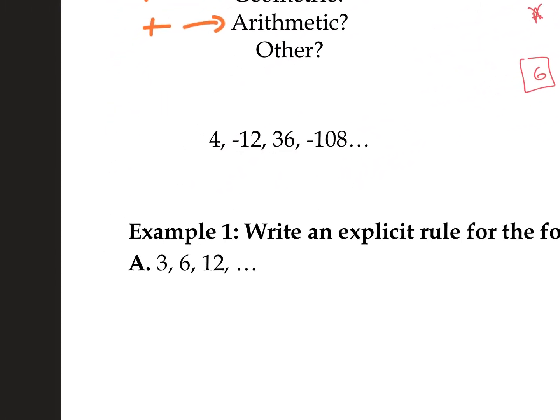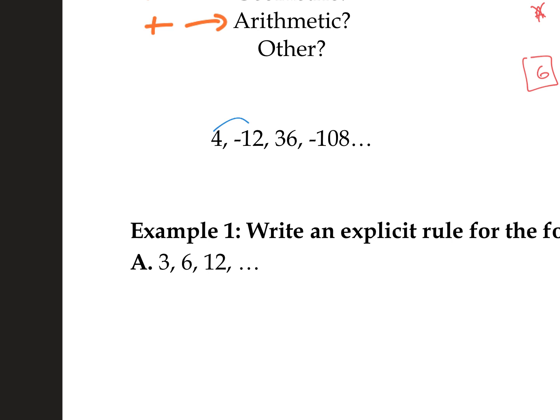So kind of looking at this too, to get from 4 to negative 12, if I've checked arithmetic, I'm going to subtract 16. And then to get from negative 12 to negative 36, I'm not subtracting the same amount again. So we're good to go. Here we're multiplying by negative 3, so this one is geometric.